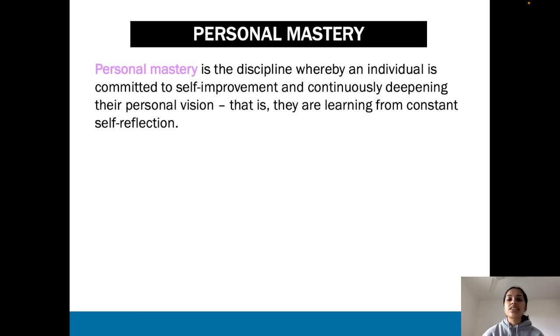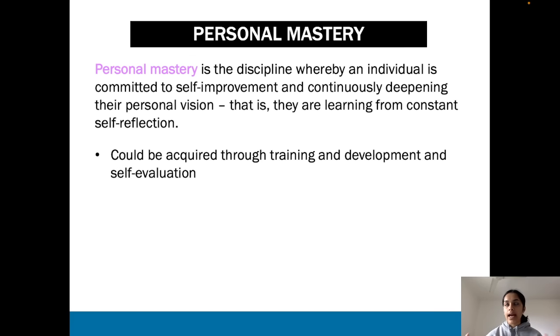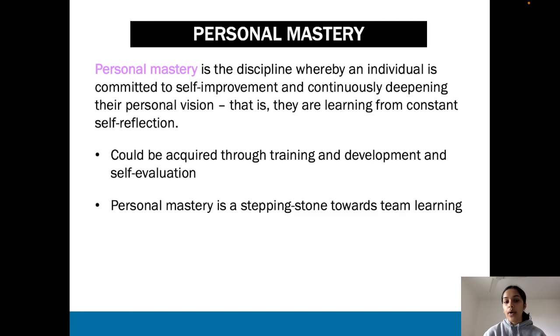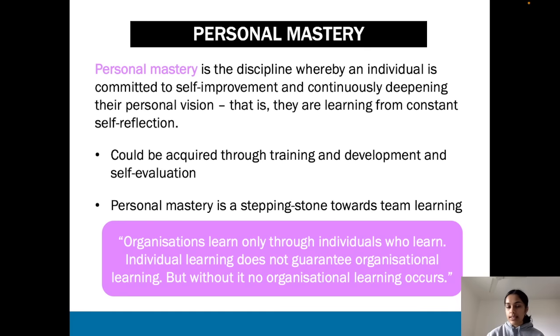Then we have personal mastery. This is where an individual is committed to self-improvement and is constantly deepening their personal vision, and they're learning from consistent and constant self-reflection. So it's really the individual doing an introspective assessment of themselves and looking at how they can improve. This is acquired through training and development and self-evaluation. And personal mastery is also a stepping stone to team learning. Just a quote: organizations learn only through individuals who learn. Individual learning does not guarantee organizational learning, but without it, no organizational learning occurs. So it's that step towards team learning.